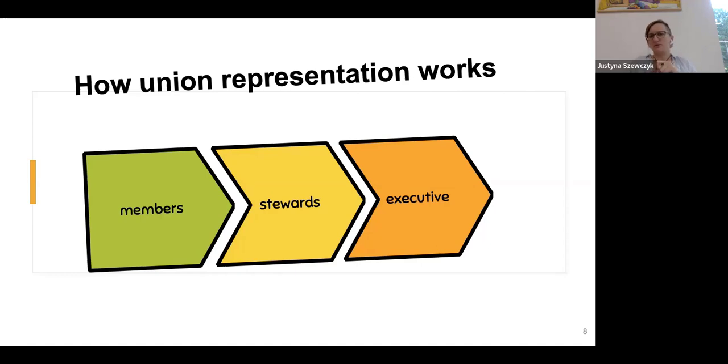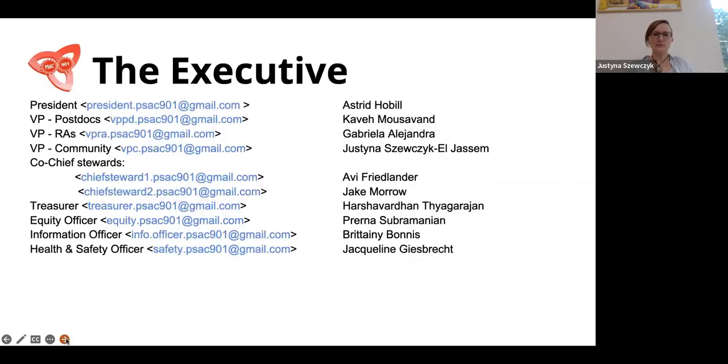Unfortunately, we have some departments who don't yet have stewards. I'll talk about it later. Maybe one of you would like to, or some of you would want to be department stewards for your departments. So stewards are your first person of contact. If there's no steward, you can always contact chief stewards, as I said before.